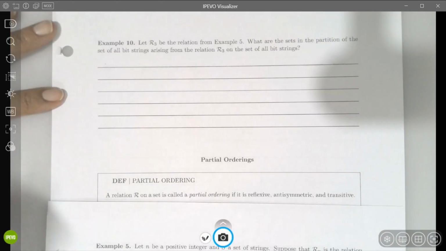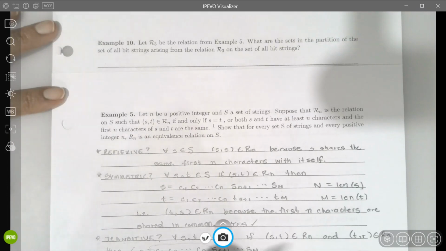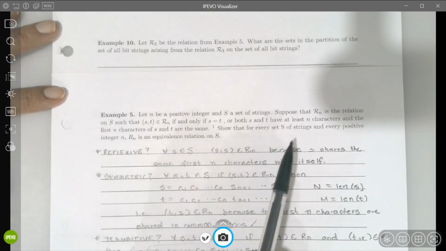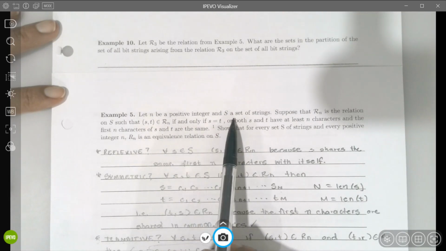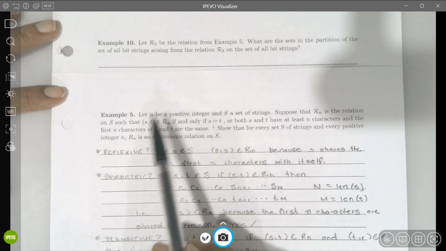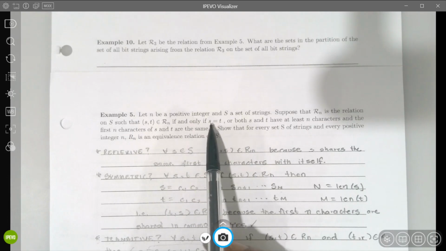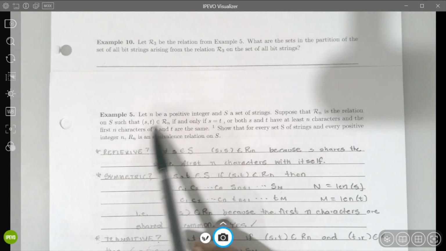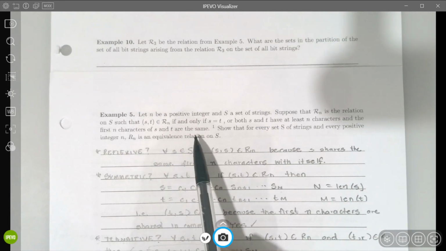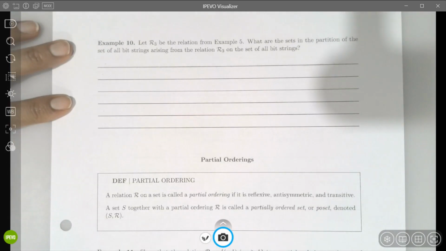Okay, let's take a look at example 10. This one reads, let R3 be the relation from example 5. So let me go to example 5 for a second. Example 5 was the relation Rn, where n is some positive integer and S is a set of strings. Rn is the relation that takes 2 strings and pairs them together if and only if the 2 strings are the same, or if both S and T have at least n characters and the first n characters of S and T are the same. Okay, so that's the one that they're asking us to consider.